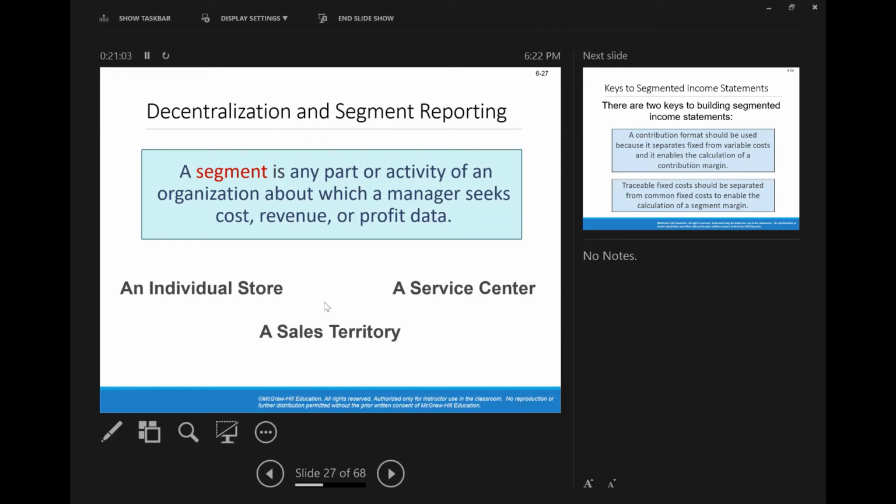So can you think of an organization that would maybe have different cost segments within itself? Think about an organization that does multiple things. Can you think of one?